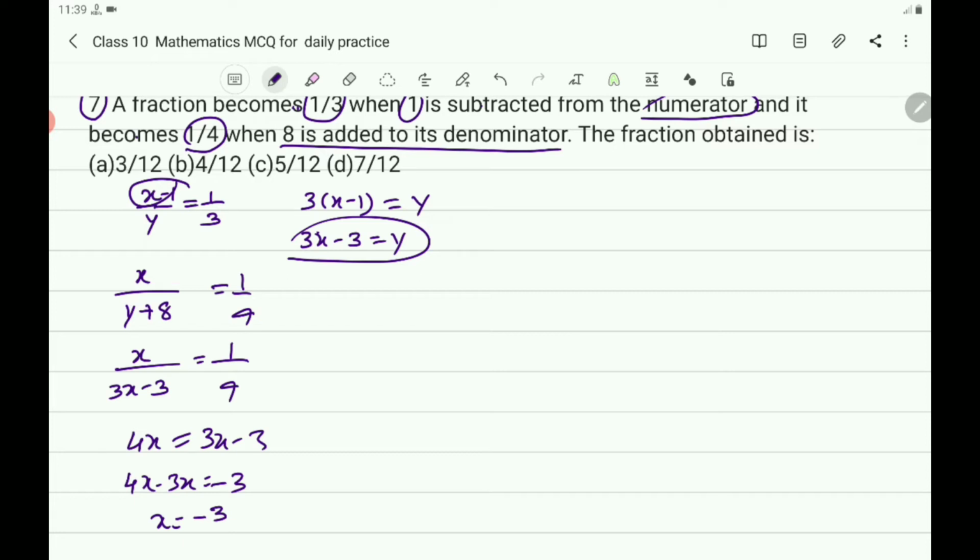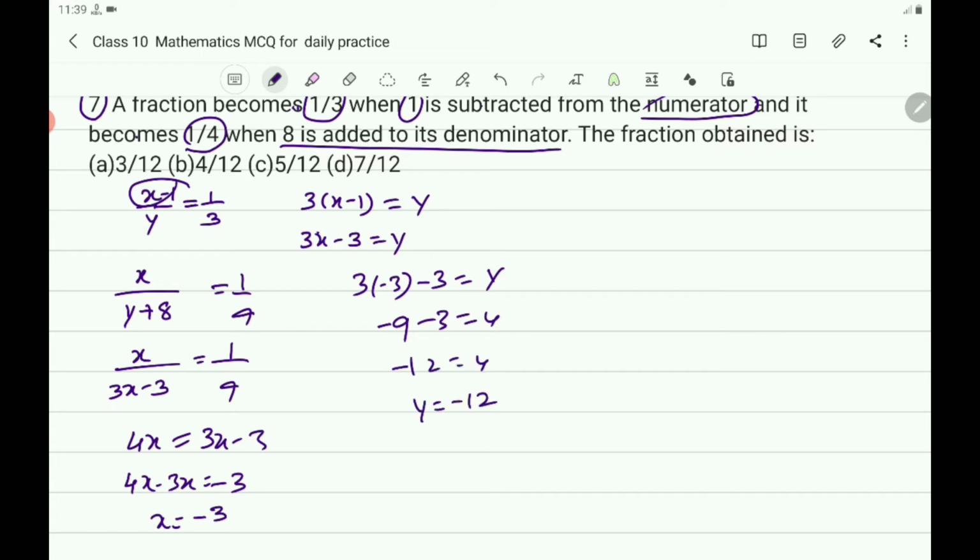Then to get y, substitute the value of x here. That is 3 into 5 minus 3 equals y. 15 minus 3 is 12. So you got y equals 12. Then the fraction becomes x by y. X is 5, y is 12. Then you will get 5 by 12.